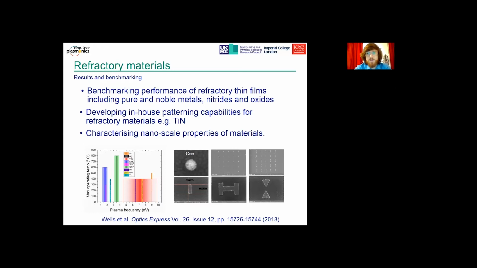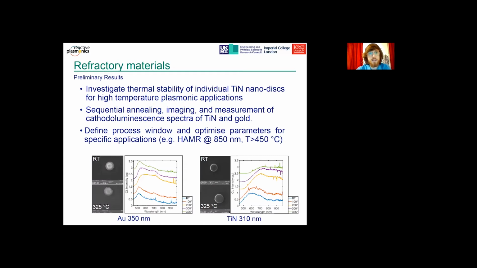In addition, we've been developing our in-house patterning capabilities in order to assess the properties of these materials on the nanoscale. Because needless to say, the nanoscale properties will vary significantly compared to the thin film properties. As an example of this, we've been looking at the temperature stability of titanium nitride in comparison with gold. We've done this in a sequential annealing study and collecting the optical properties of these materials with cathodoluminescence. And this will allow us to define and optimize a process window in order to target specific applications.